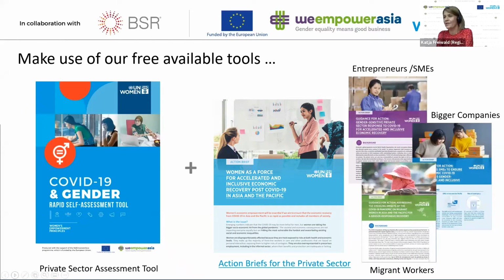So I think in the current situation, what we have just put together is really some top-line guidance. The gender assessment tool is one of them. It really guides your actions and gives you some recommendations on what you could do in the response, but also in the next phase, or depending on what country you are in, the current recovery phase.